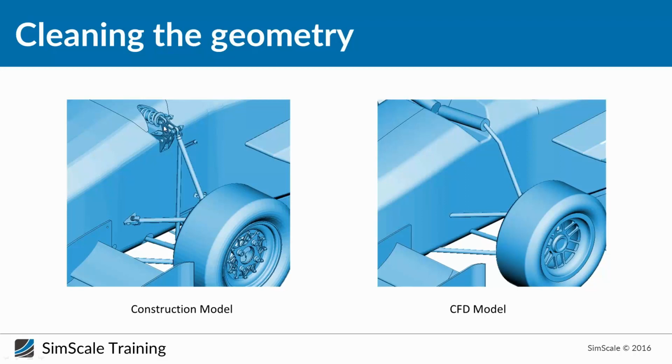if you use this representation of the construction model, you'll suffer a lot from bad quality cells that will develop over there, because the shape is really small, and there are a lot of sharp angles that the mesh cannot really fit inside these regions.